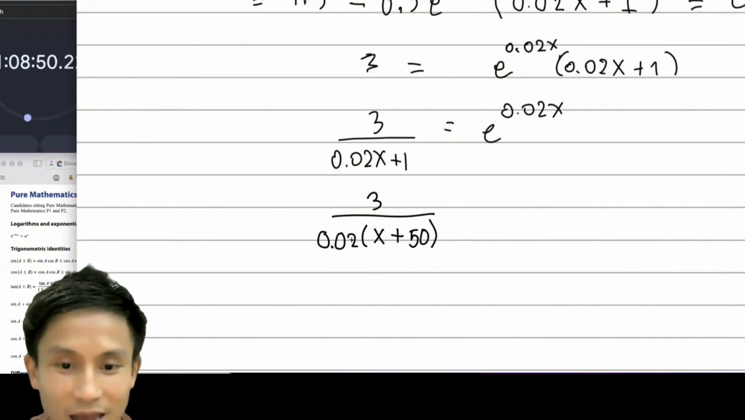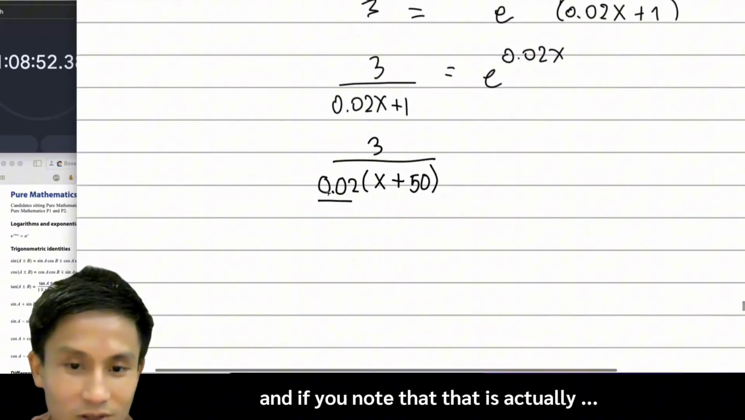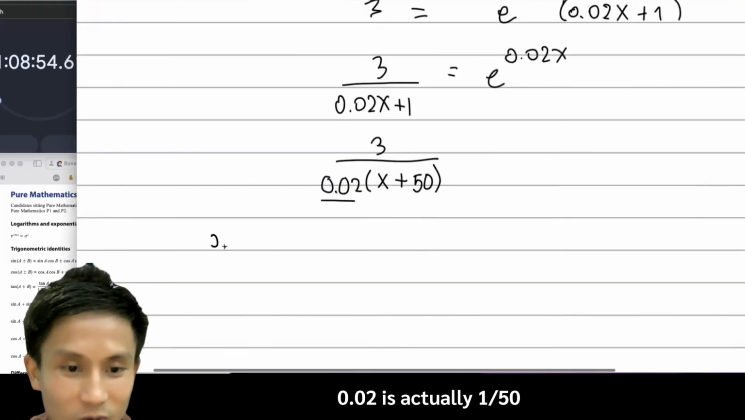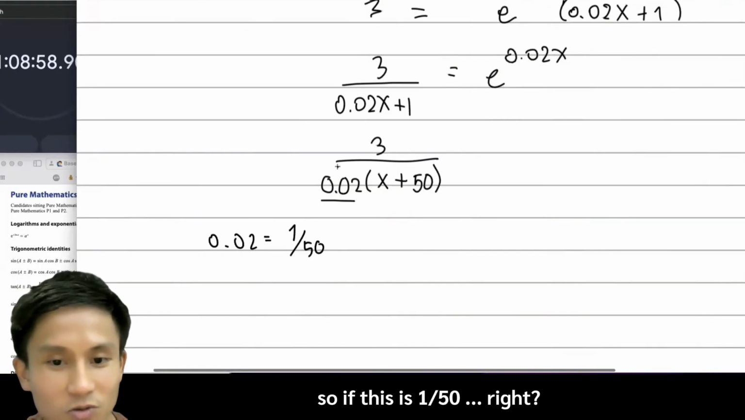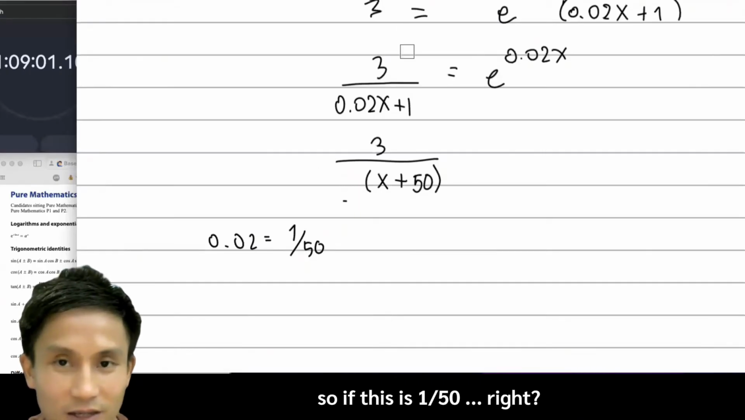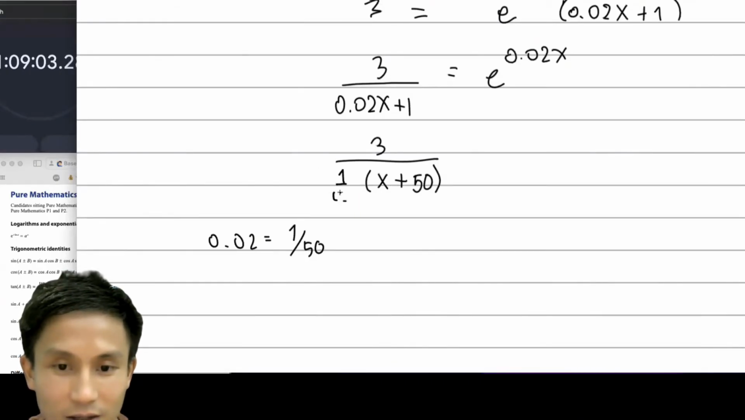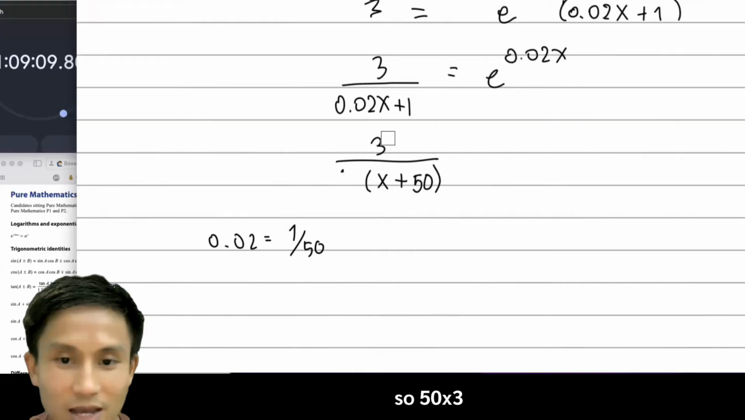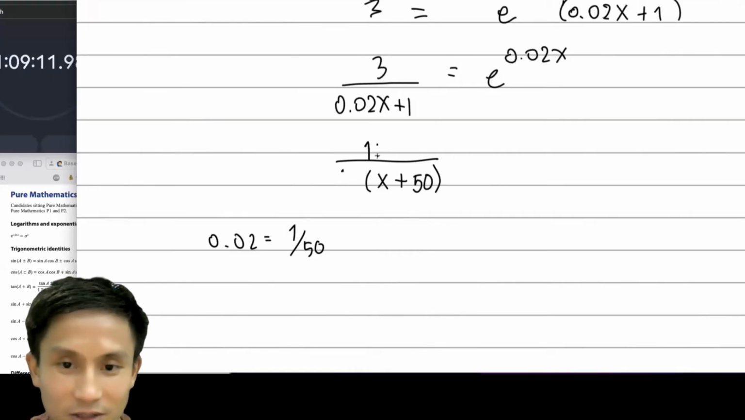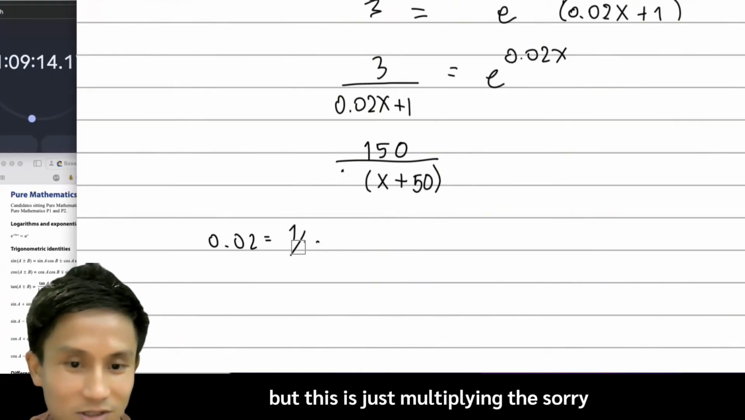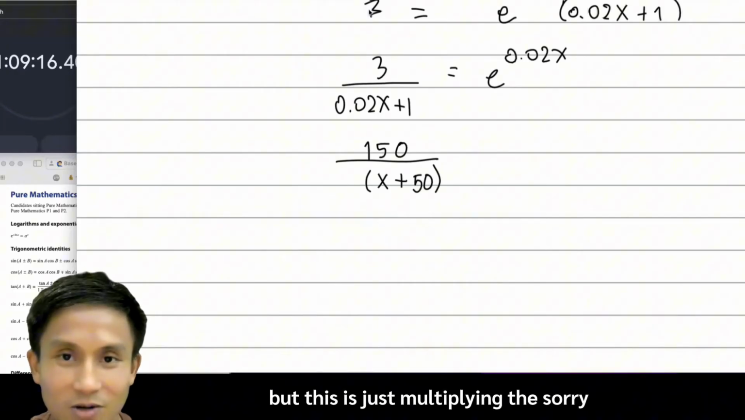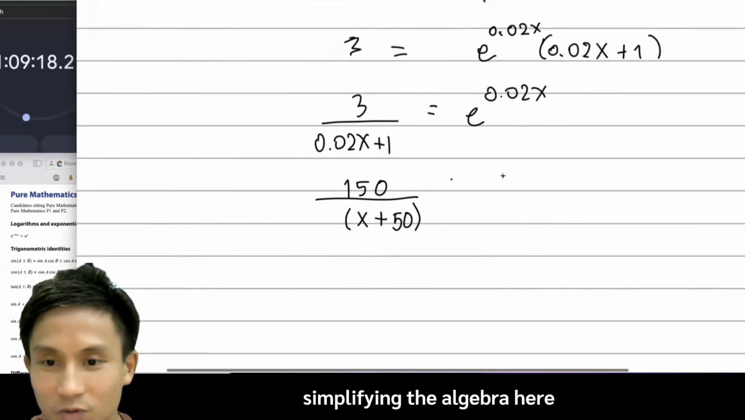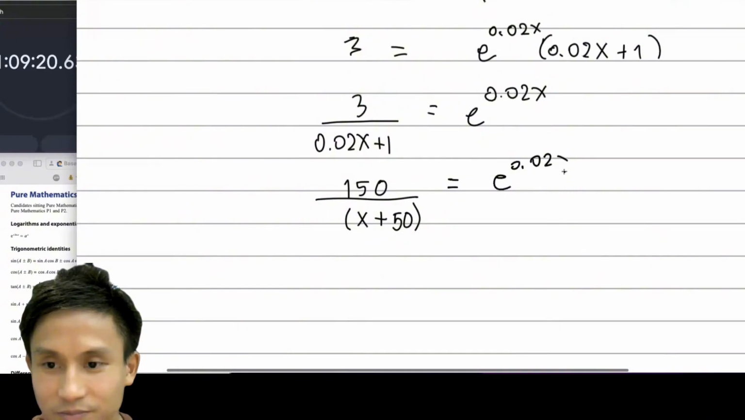And if you note that, 0.02 is actually 1 over 50. So if this is 1 over 50, you can see that 50 will be multiplied to 3. So 50 multiplied by 3, I get 150 here. If you're not happy, you can go back. But this is just simplifying the algebra here before doing anything further.